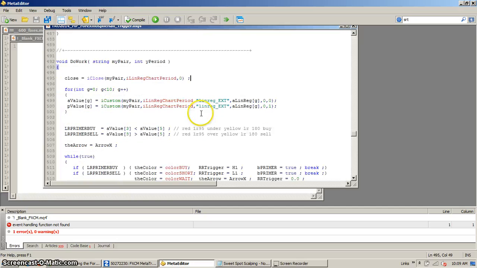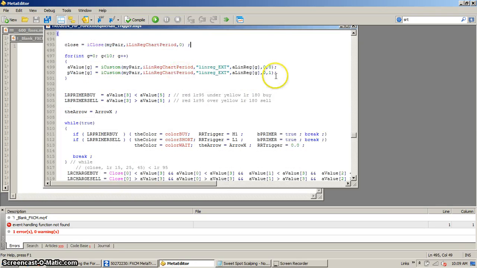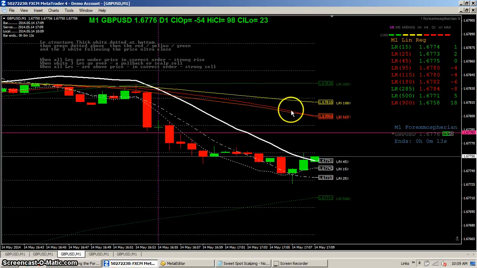As you can see here, what the triggers are is first we get the linear regression values, and for all the linear regressions we just run through an array and fill them up, and that's the part of the display. And so we have like a primer. If the red linear regression 95 is under the yellow linear regression 180, that's part of the buy. So that's part of the prime. If we go back here, the red is under the yellow.